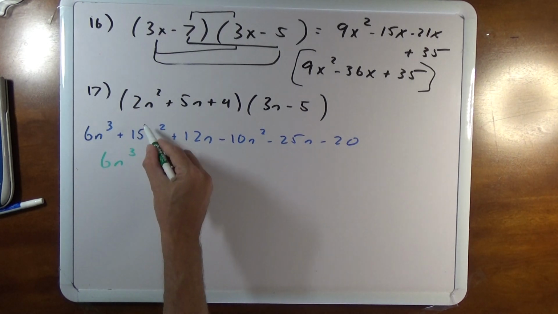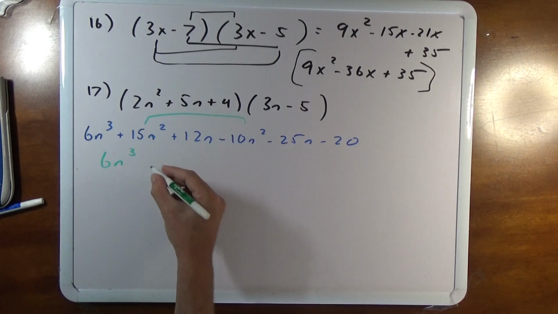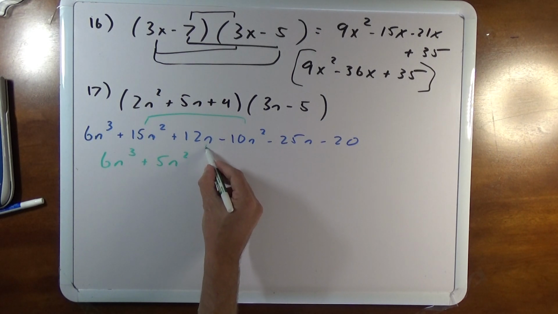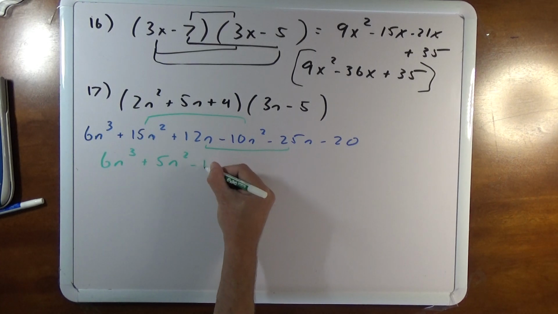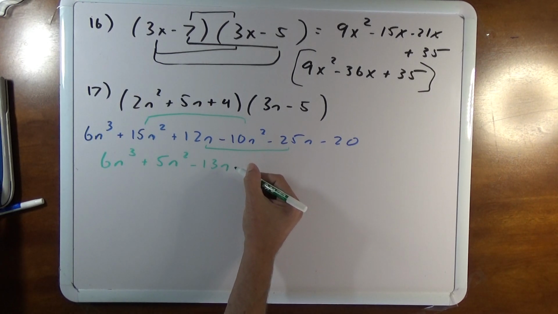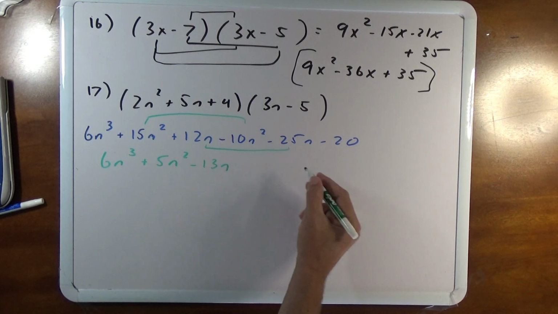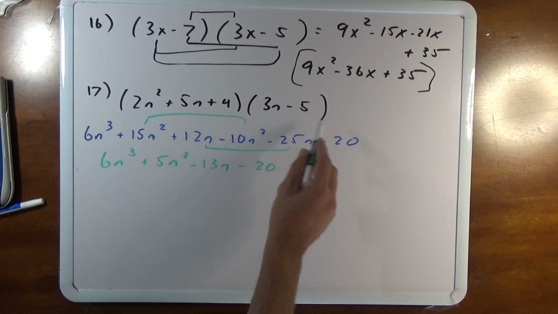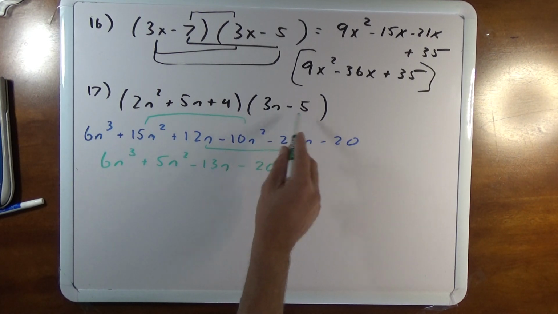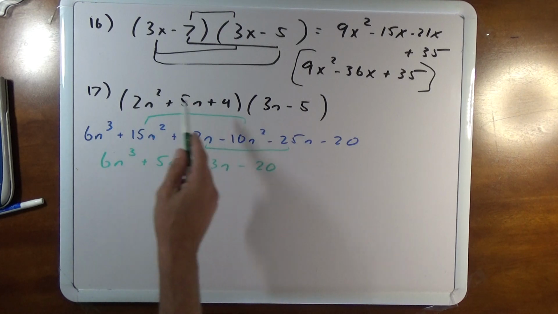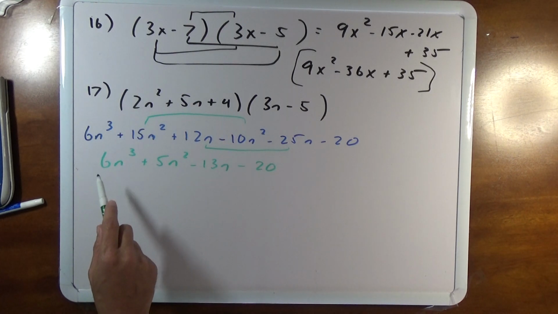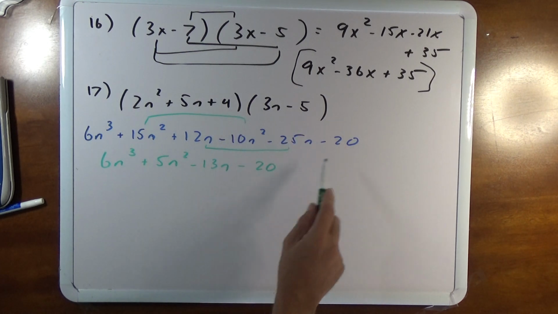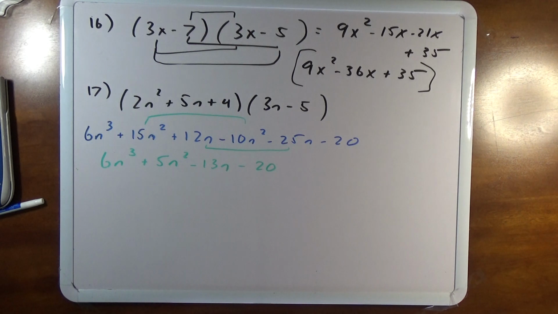So now I can combine 15n squared minus 10n squared, or 5n squared, and I can say 12n minus 25n is minus 13n, and tack on my minus 20. So I have a linear binomial, 3n to the first, or 3n minus 5. So I have a linear times a quadratic, so I'll get a cubic. And then at the end I have one constant times one constant, so that's why this won't combine with anything.